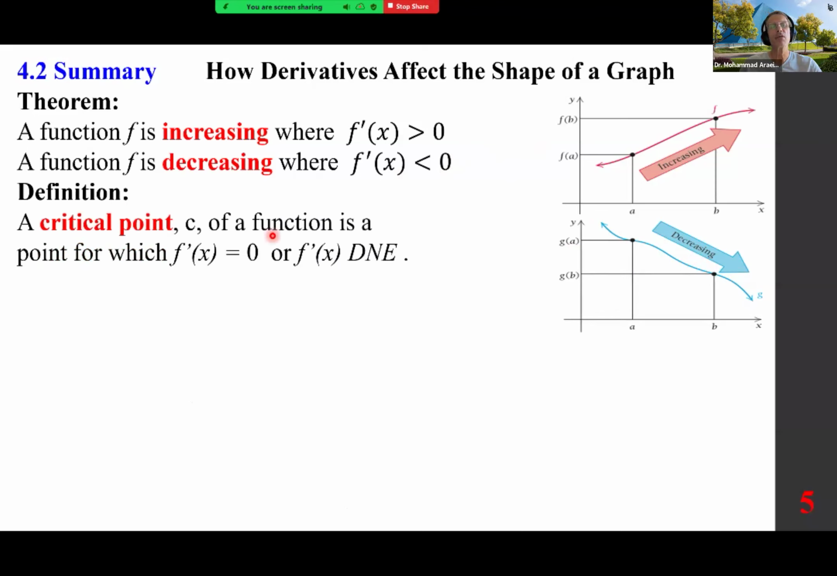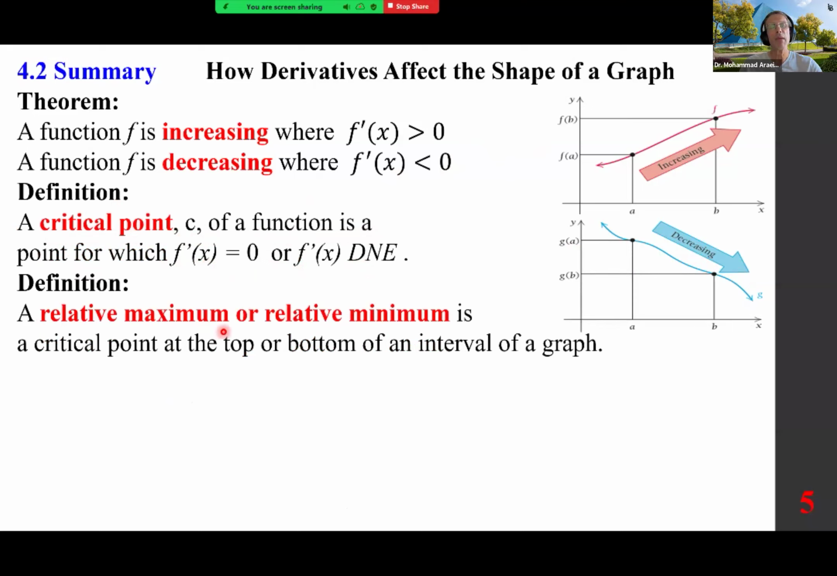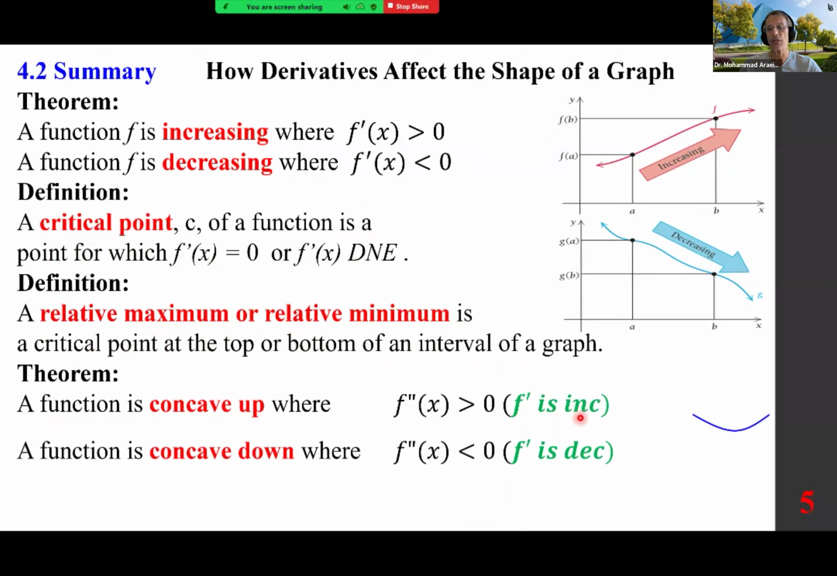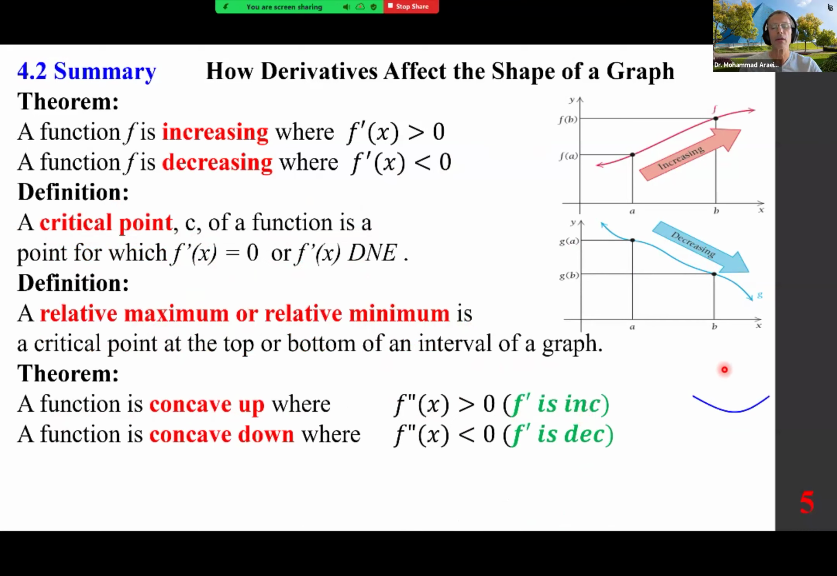A critical point c of a function is a point for which f prime is either 0 or does not exist. A relative maximum or relative minimum is a critical point at the top or bottom of an interval of a graph. A function is concave up where f double prime is positive, in which case f prime is increasing, looking like that. It can hold water in essence. A function is concave down where f double prime is negative, less than 0, which means f prime is decreasing, looking like that. It cannot hold water.